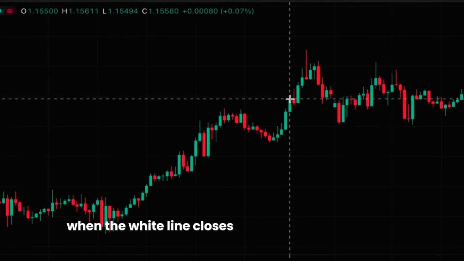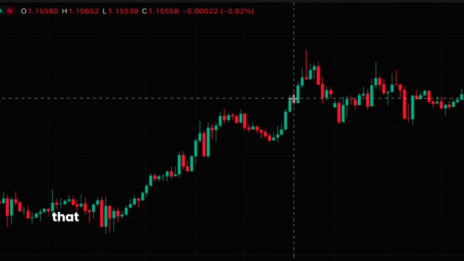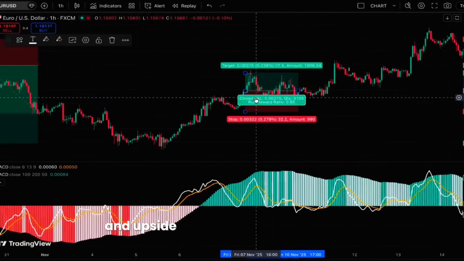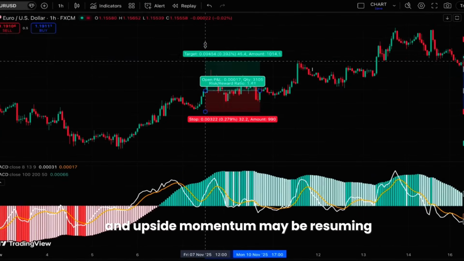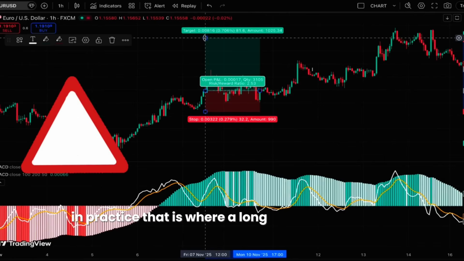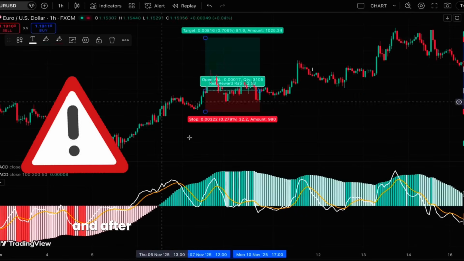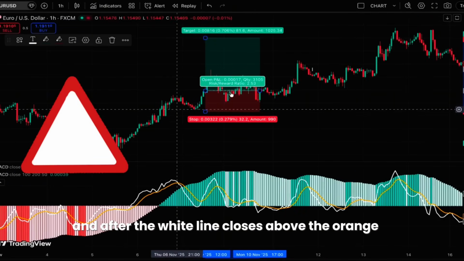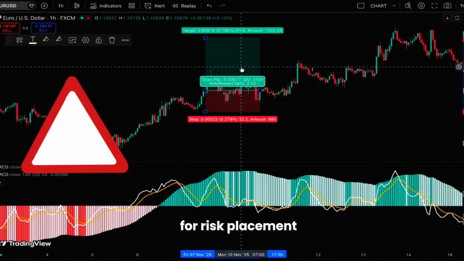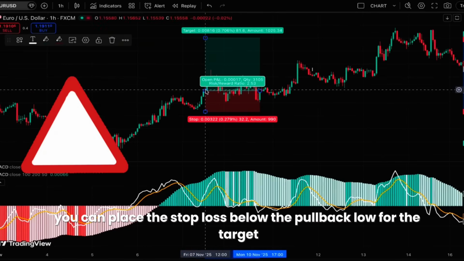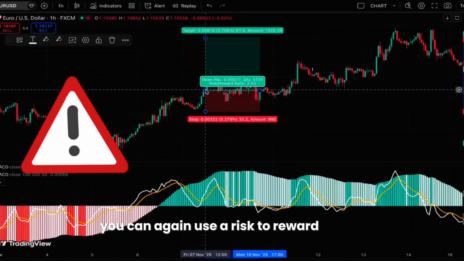When the white line closes back above the orange line, that gives you your timing confirmation that the pullback may be over and upside momentum may be resuming. In practice, that is where a long entry becomes more logical. After the bullish histogram flip, after the pullback forms, and after the white line closes above the orange line. For risk placement, you can place the stop loss below the pullback low. For the target, you can again use a risk-to-reward ratio of 2.